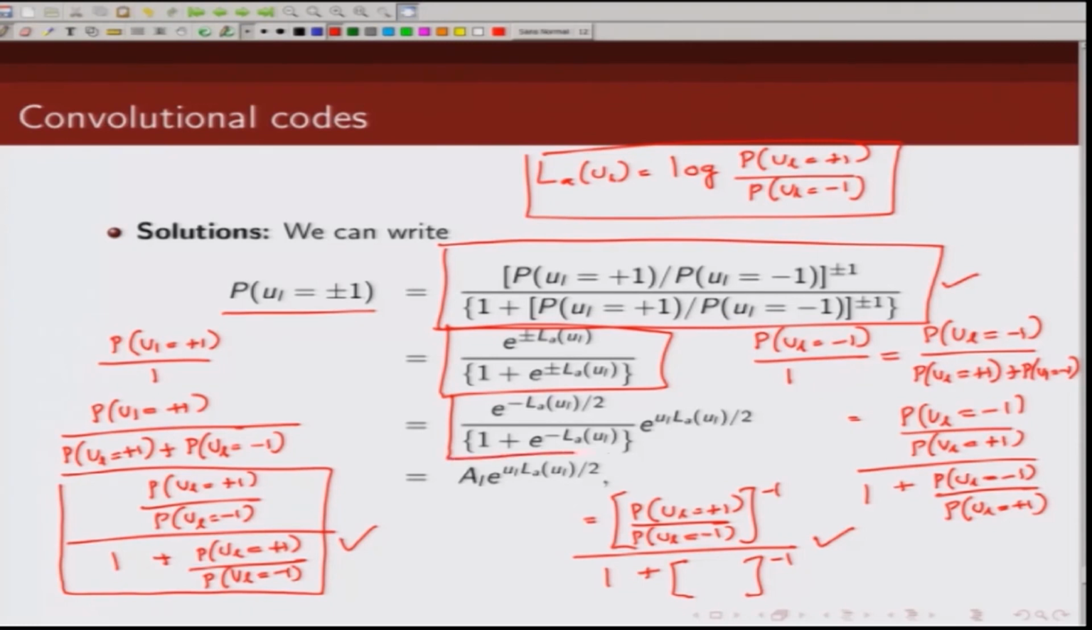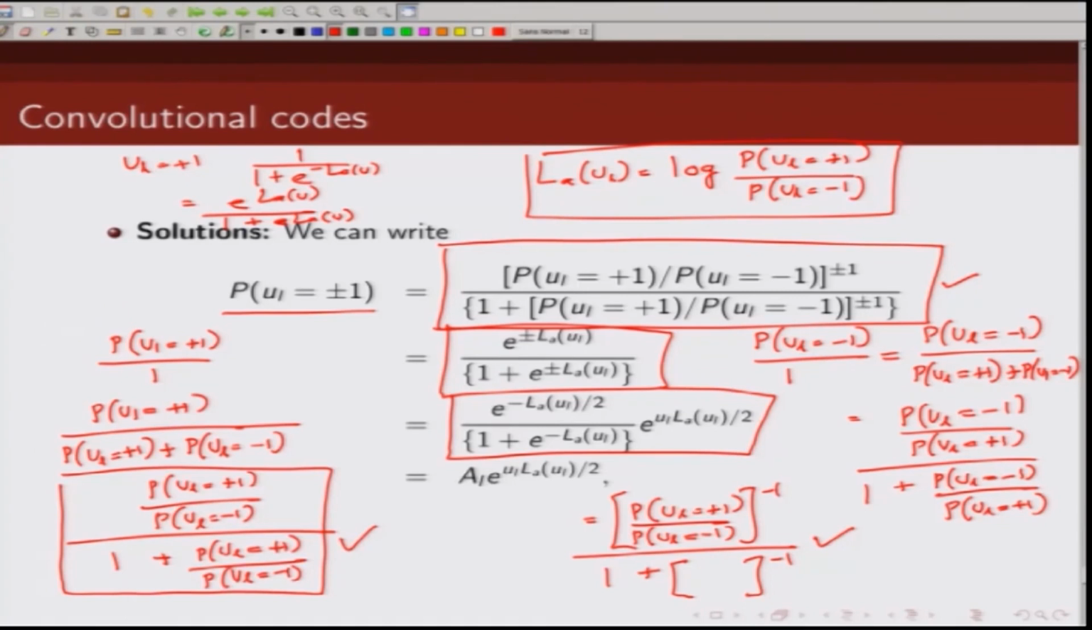You can see when u_l is +1, what do we get? This is e raised to power L_a(u_l) by 2 and e raised to power minus L_a by 2. So this will be basically 1 times 1 plus e raised to power minus L_a(u_l), which can be written as e raised to L_a(u_l) over 1 plus e raised to L_a(u_l). This is precisely what I have written here.